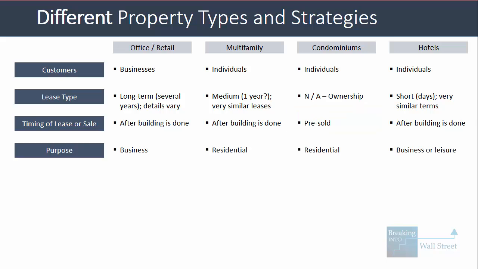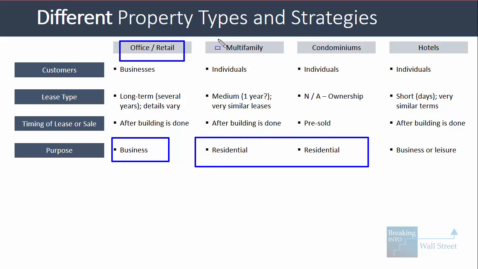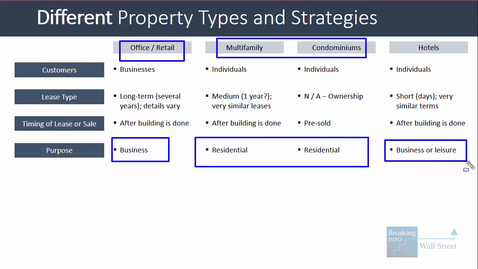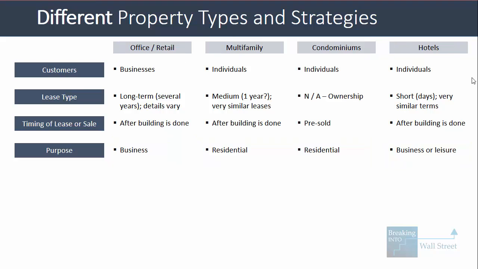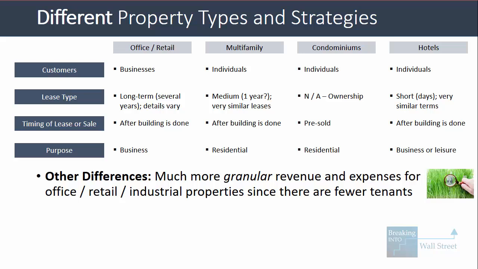And then again, the purpose for all these is different. We have business for office and retail properties and industrial properties, residential for multifamily and condominiums, and then business or leisure for hotels. One final difference between all these different property types is that the revenue and expenses are a lot more granular for office, retail, and industrial properties because there are fewer tenants. If you only have 5 or 10 tenants in your office building, you care a lot about what each one is paying you, special terms like free rent, when each one's lease expires, things like that.